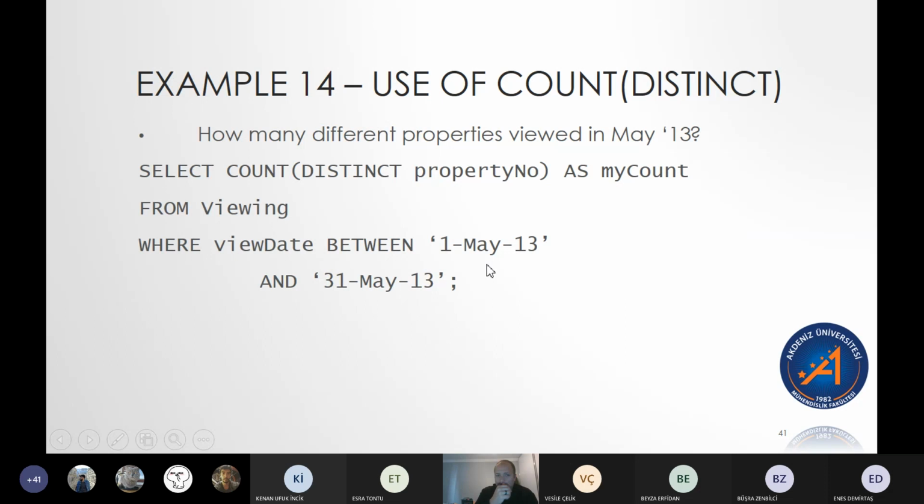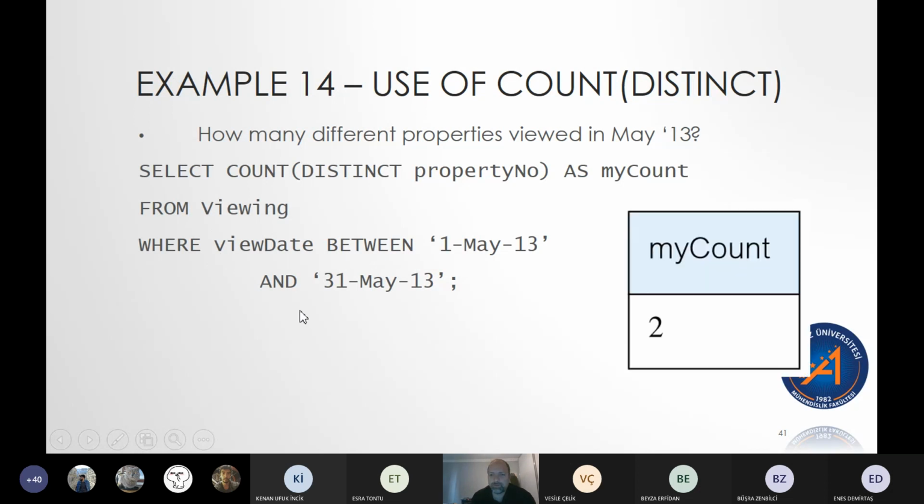I might want to know how many properties were viewed between certain dates. So count distinct property numbers. This says, only count distinct property numbers, so don't recount them. If a certain property was viewed more than once, don't count it more than once. From the viewing table where the view date was in May of that year. Okay.